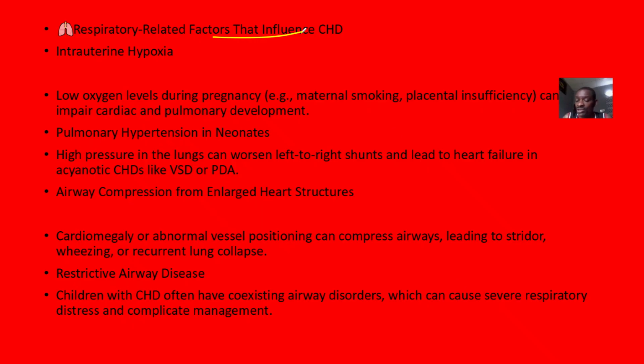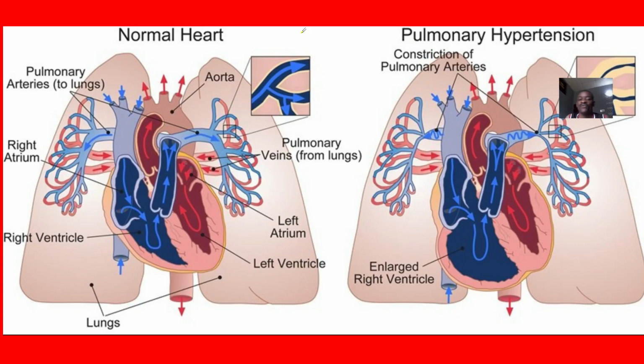Low oxygen levels during pregnancy usually cause issues in the heart of the baby. Pulmonary hypertension in newborns: high blood pressure in the lungs can worsen left to right shunts, leading to heart failure. Airway compression from enlarged heart structures. So the heart is kind of resting on the respiratory system. If it is too big, it can compress it.